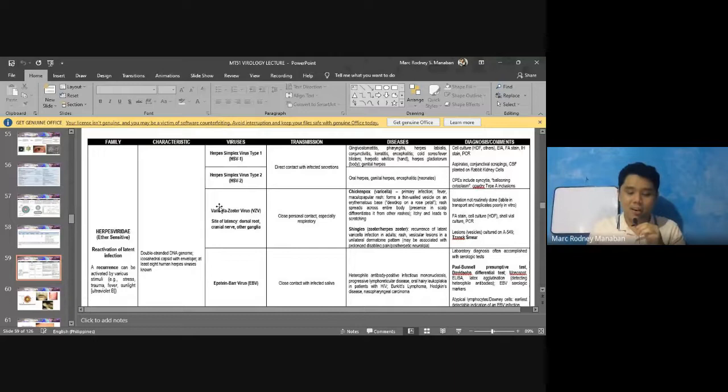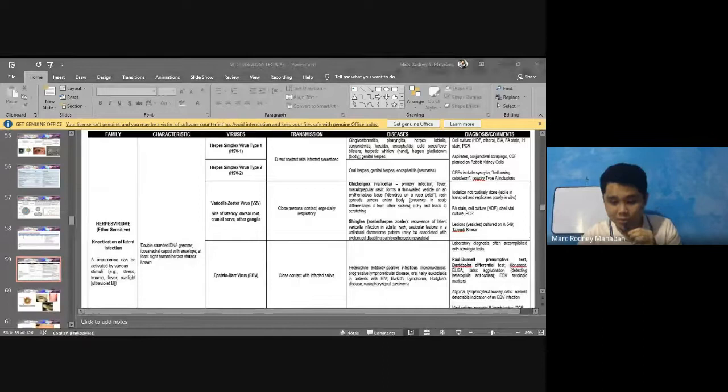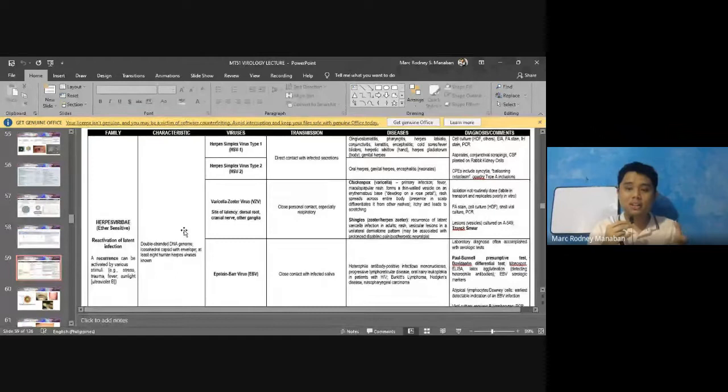Now, your herpes viridae, as you can see, it's enveloped. That's why, if enveloped siya, therefore, it is ether sensitive. Diba, we have mentioned na katong mga enveloped viruses, sila ang ether sensitive. Ngano ganito? Because ang ilahang envelope is made up of lipids, phospholipids. So they are polar. So therefore, like charges attract each other, polar solvents will also dissolve the envelope.